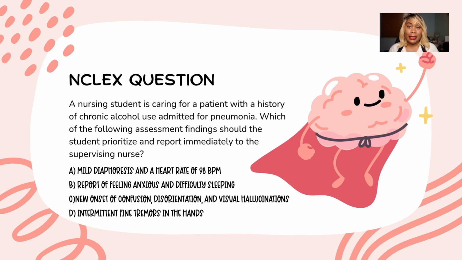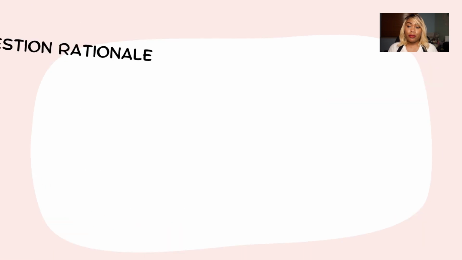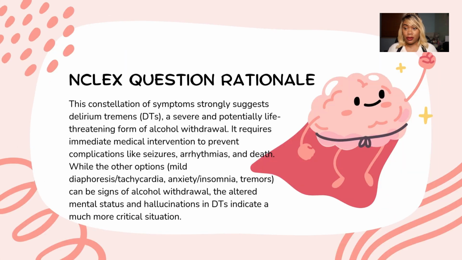Select your answers, please. If you selected C, you are correct. New onset of confusion, disorientation, and visual hallucinations. So, here's the rationale. Pause this video and read it for yourselves.